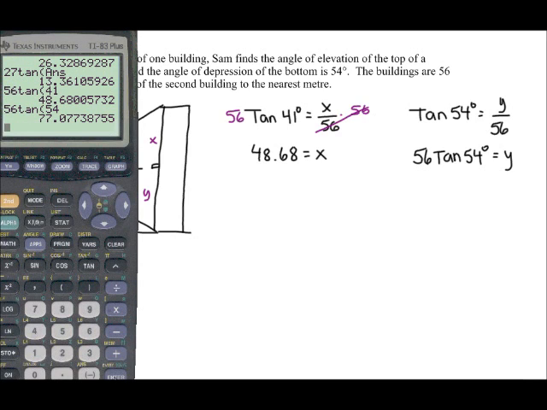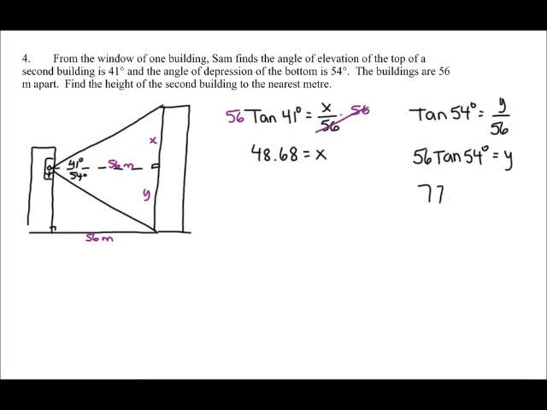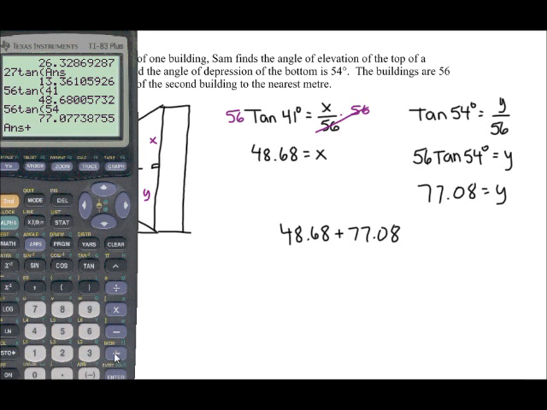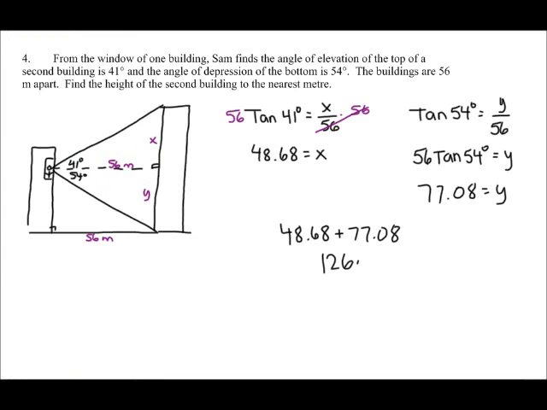And then, yeah, we need to add these together. 77.08. So add those two values together to get our total height. 48.68005.732. And to the nearest meter, 126 meters. What do you need in this problem? An answer.